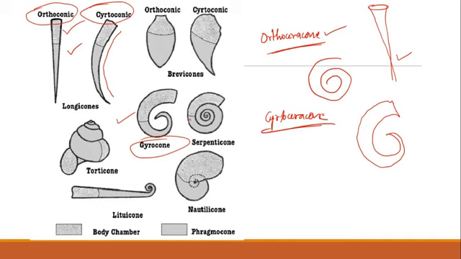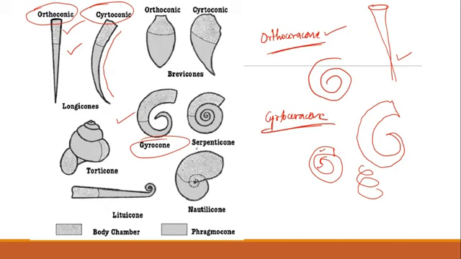So at first you had a straight shell, then it was slightly bent, and then it was coiled, but loosely coiled. Then you have tarfeceracones. In tarfeceracones, they show complete coiling and the whorls are in contact with each other. You can see complete coiling, and the whorls are touching each other. These are the whorls. What are whorls? The coil shapes are called whorls.